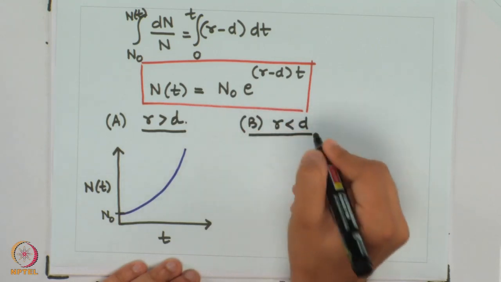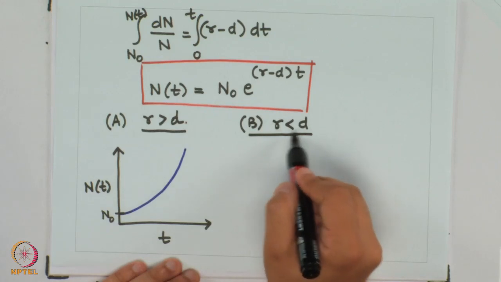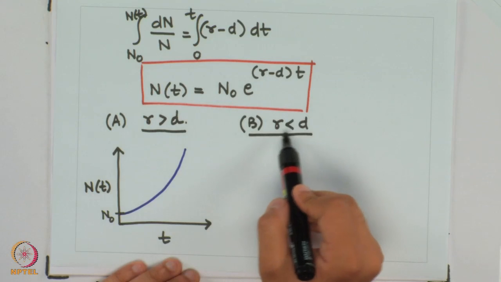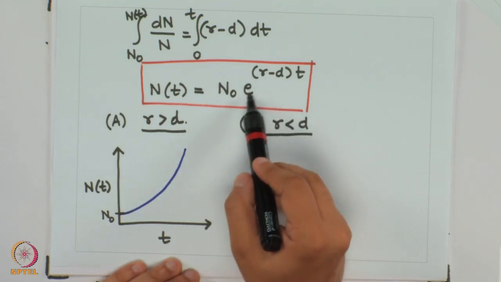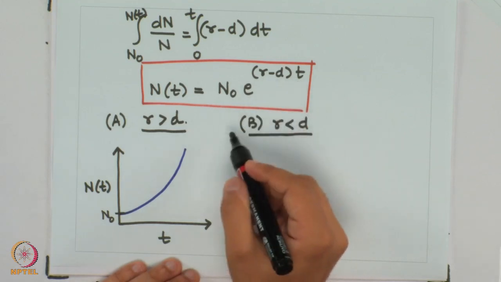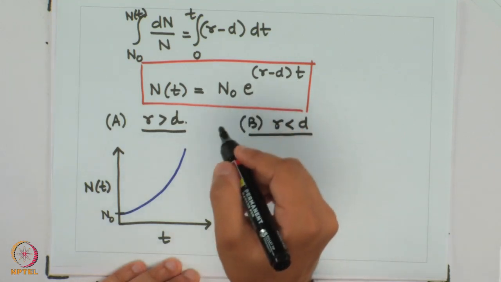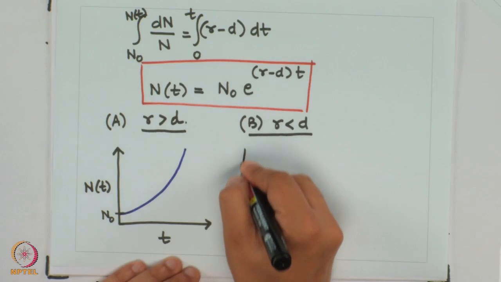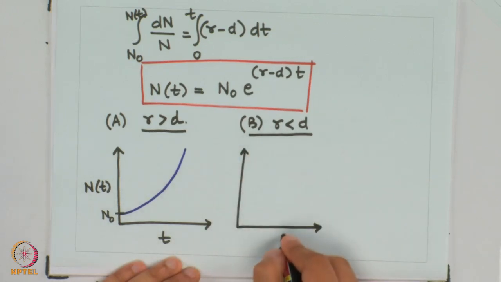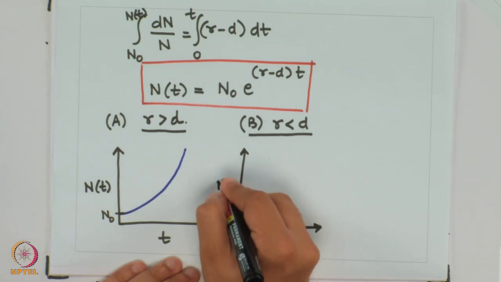Now this is the exact opposite, because when we plug R and D values here, and if R is less than D, as in this case, it means that the exponent associated with this solution is negative, which means that the solution is going to be of the decaying nature and the bacterial numbers approach 0 and approach extinction.